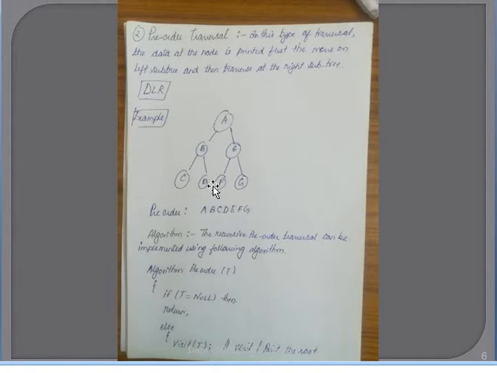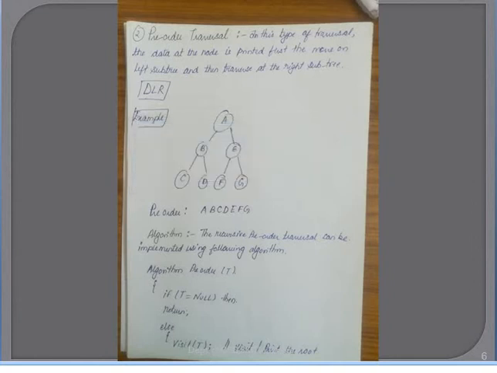Again we consider the same example of the tree. First we visit the root node A, after that the left child, that is the root B, C and D. And at last we visit the right child node of the root node: E, F, G. This is the pre-order traversal. In the pre-order traversal, first we visit the parent node, then the left child node, and third the right child node.